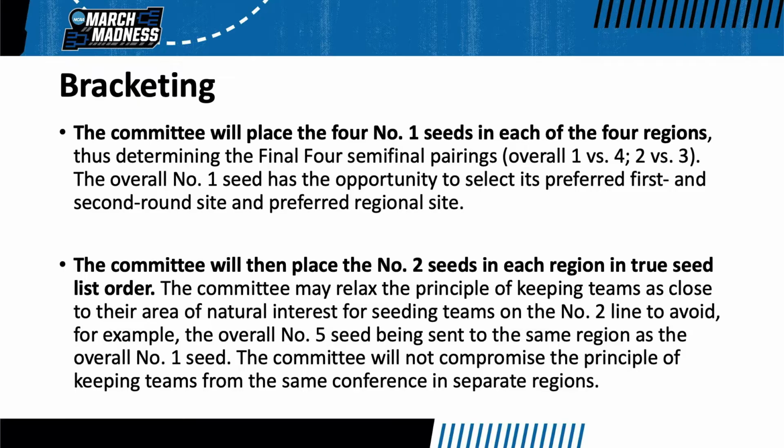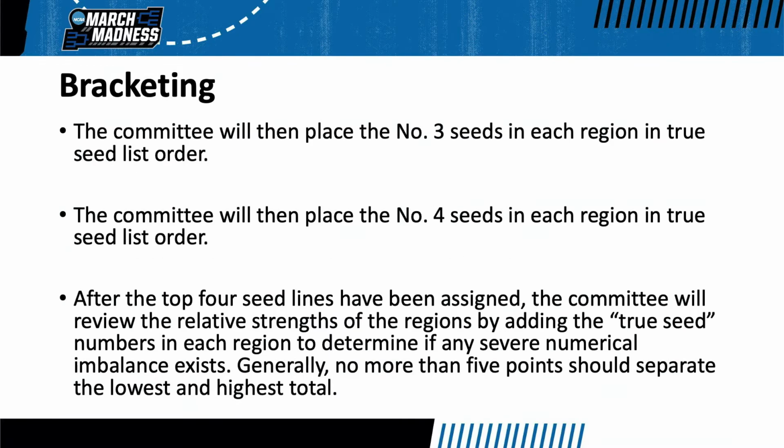First, the overall number 5 seed, as in the best of the 2 seeds, can't be placed within the same region as the overall number 1 seed. In addition, the top 4 teams from a conference have to be placed in separate regions. The committee then seeds the 4 number 3 seeds, teams ranked 9 through 12 on the overall seed list, and the 4 number 4 seeds, ranked 13 through 16, using the same principles.